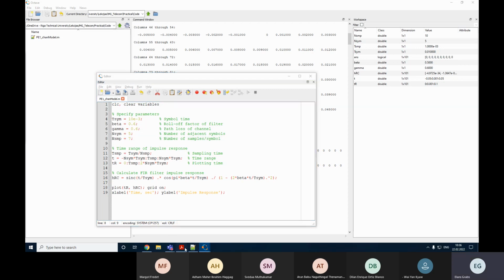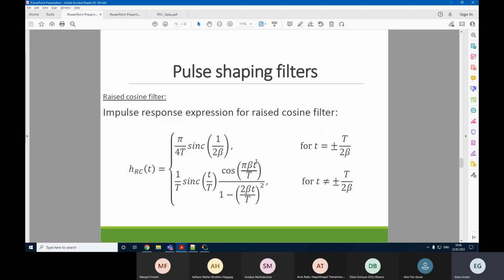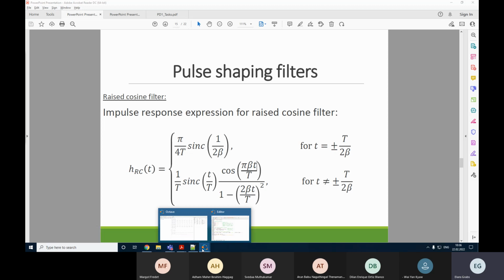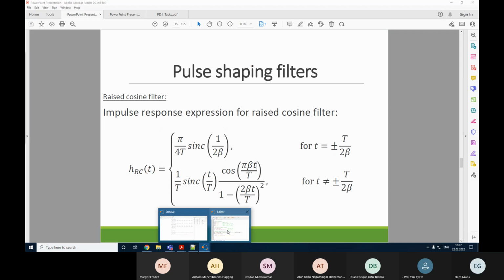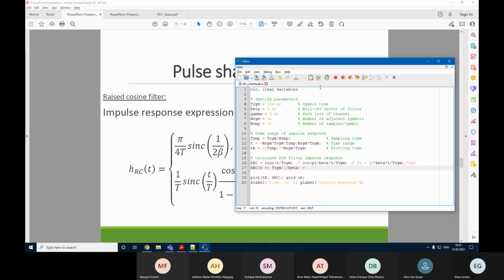So for that reason, we are going to add this extra precaution condition, because it's not that hard to implement. We are going to say that for any h value, when t is equal to t symbol divided by double beta, we are going to replace it with this formula. That is pi divided by 4 divided by t multiplied with sinc 1 divided by double beta. There are no vector values here, so I use regular multiplications, right?